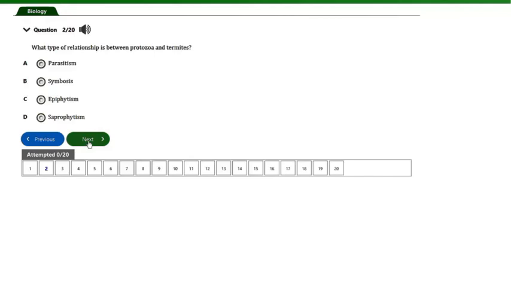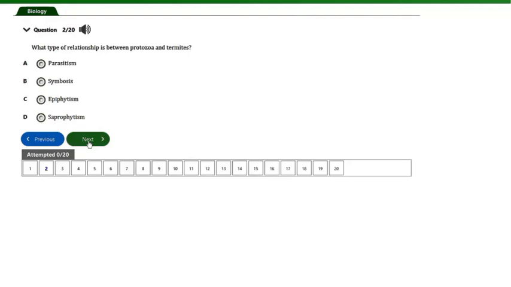That's question number 2. The question says, what type of relationship is between protozoa and termites? Okay, so the options we have here, option A says parasitism, option B, symbiosis, option C, epiphytism, and option D, saprophytism. So guys, the answer to this question is option B, and that's symbiosis.